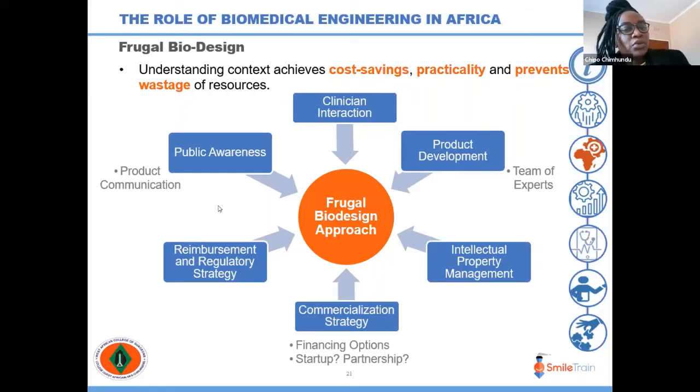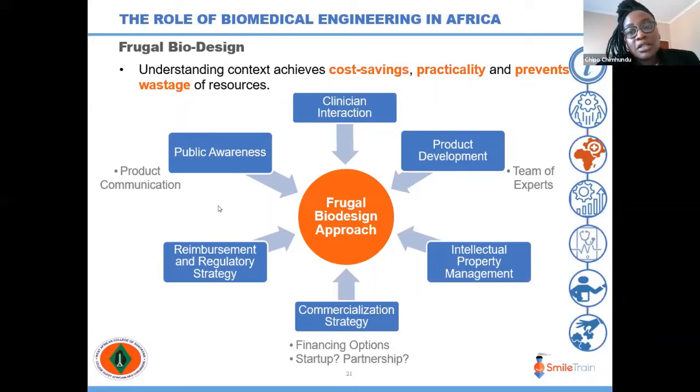And when we talk about frugal biodesign, essentially, we need to understand our context because it helps us drive down our costs, introduces practical innovation, and prevents wastage. There are several elements that go into that. Of course, the interaction with the experts in the field, such as yourselves, the development of the product itself, which is multidisciplinary. But other elements that are very key are intellectual property.